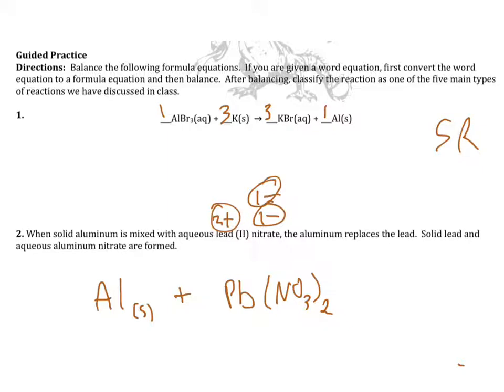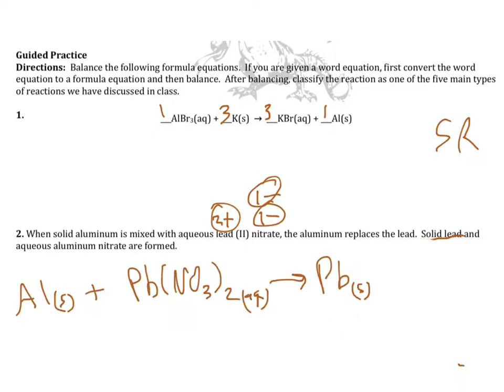Now, put a yield sign, and it says solid lead is produced. Oh, we also forgot to put aqueous here. So it says solid lead is produced, and aqueous aluminum nitrate. Now, aluminum is a 3 plus. Again, nitrate is a 1 minus. So to balance that, you need 3 nitrates in this situation.